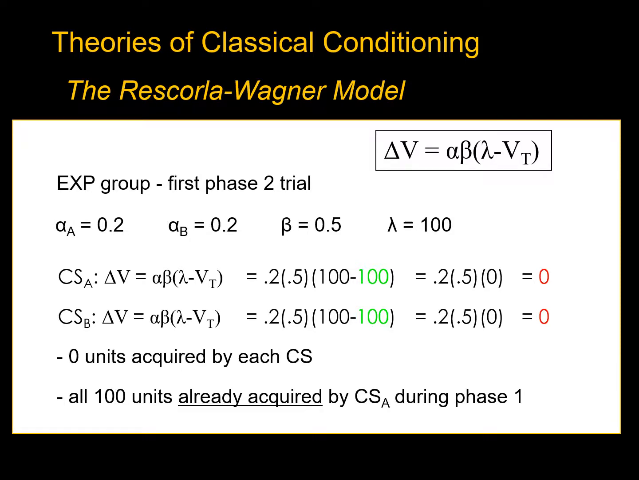And because we've already used up all the available associative strength, the value that we plug in for V sub T is going to be equal to lambda. The delta V's are just going to keep coming out to be 0 no matter how many of these trials we model. It's never going to change.